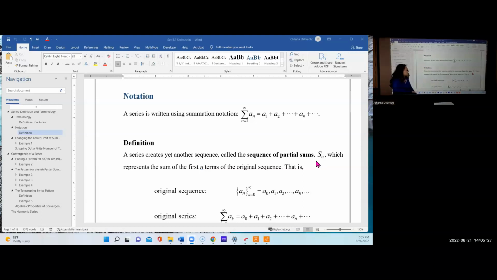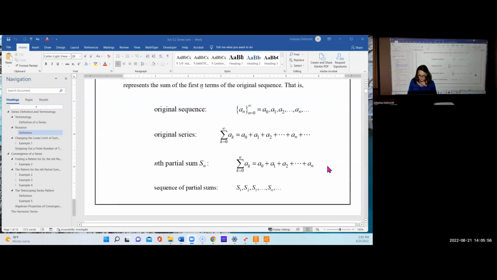When we're looking at these, this series, this summing together of all the terms of a sequence, creates yet another sequence called the sequence of partial sums. Now, what is a partial sum? Well, it's what it sounds like. It's part of this infinite sum. So it's only one part of it, and it represents the sum of the first n terms of the original sequence. So let's take a look at what that looks like.